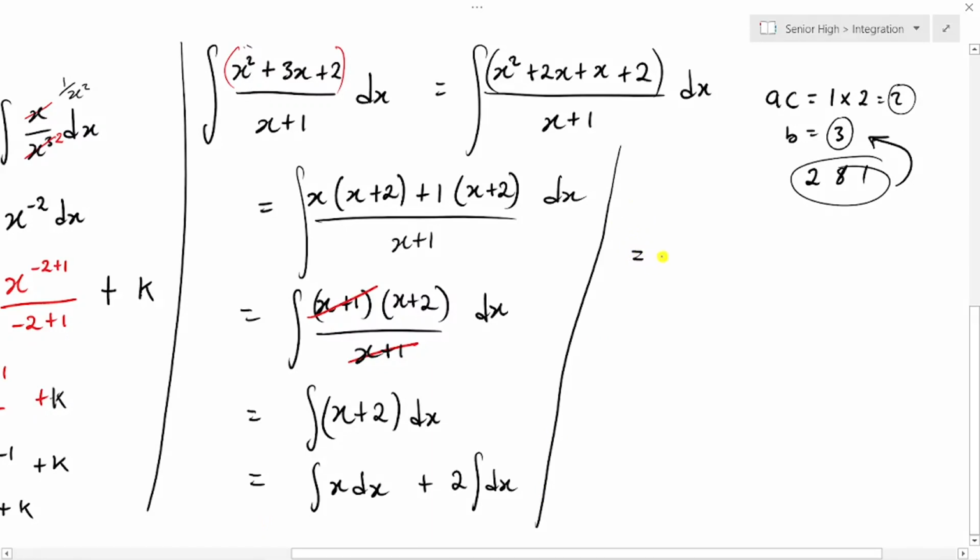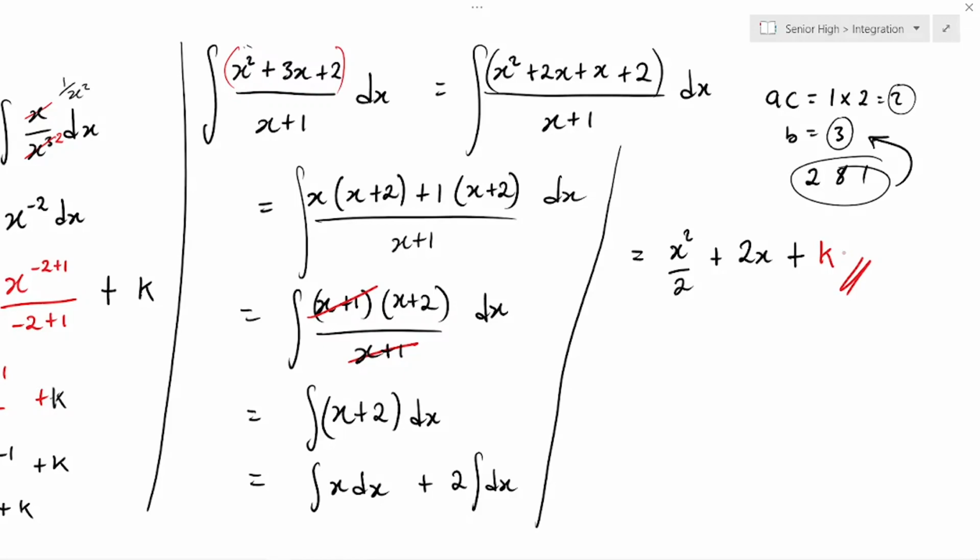So this will then be equal to what? Integral of x dx will give us x squared over 2, plus integral of 2 dx will give us 2x, and then you bring in your constant value. And this is the answer. So when we're solving questions like this, remember, start by simplifying it. Start first of all by simplifying it, and then when you're done simplifying, you apply your integration.